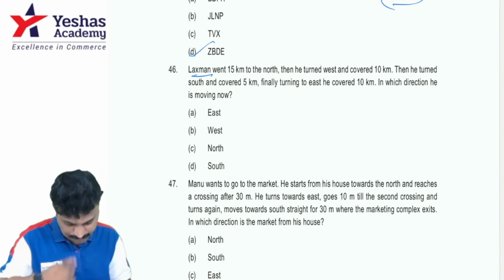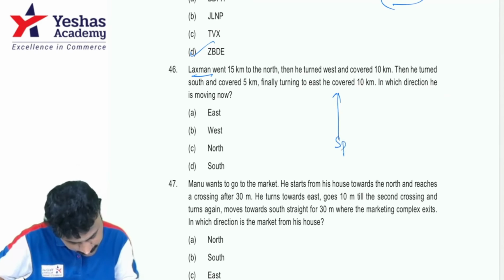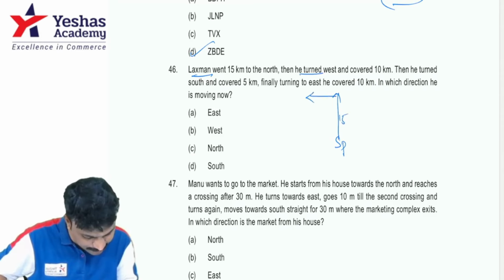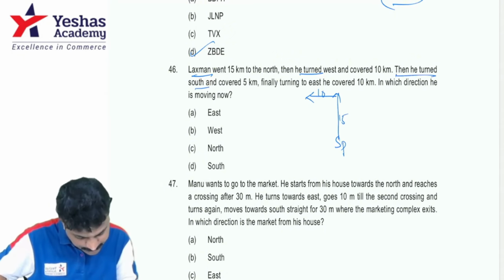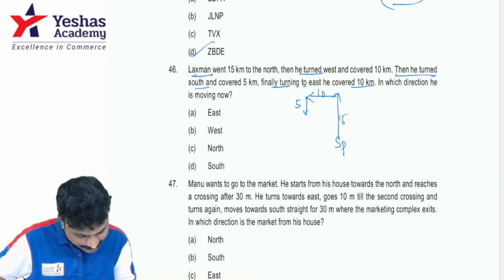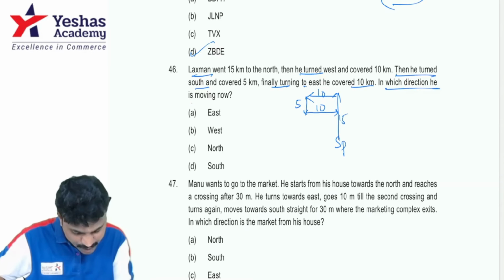Lakshman went 15 kilometers north from the starting point, then he turned west. West is left. 10 kilometers he turned, then he turned south. South means downwards. How many kilometers? 5 kilometers. Finally he turned towards the east and covered 10 kilometers. In which direction is he moving now?